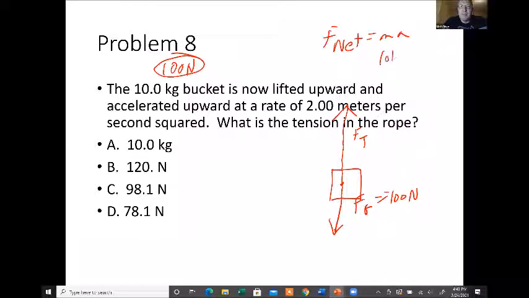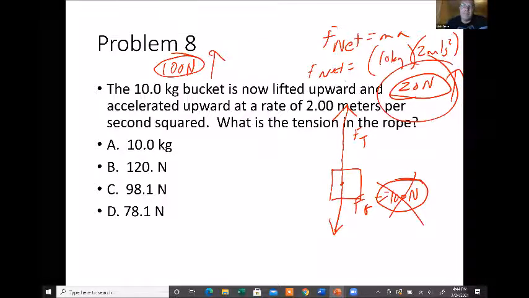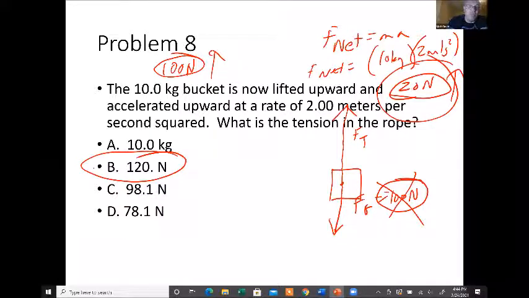So the mass of the bucket is 10. The acceleration is 2, which means the net force is 20. We know there's a net force of 20 newtons upward. Well, we know there's a downward force of 100 down. So for there to be a net force upward, there has to be 100 up just to cancel this out, and then 20 more up to give us that net force. So that's why our answer here is 120. 100 to cancel out the weight, plus 20 more upward to give us that net upward force.